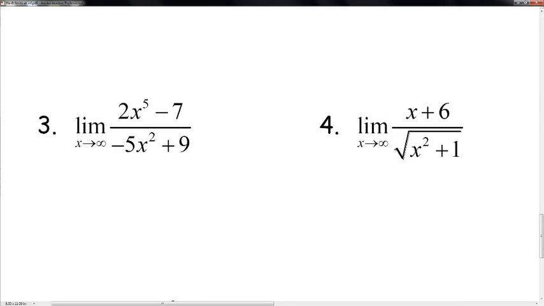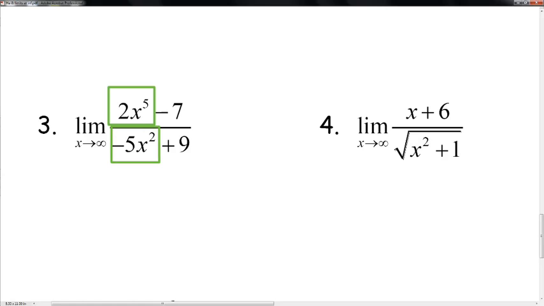Alright, number 3. So let's go ahead and compare. And so I have a growth rate of 2x to the 5th over negative 5x squared. Well, notice that my growth rate on top is so much bigger than my growth rate on the bottom. I know 2 is bigger than negative 5, but that x to the 5th, he grows pretty quickly. He grows significantly more than that x squared.